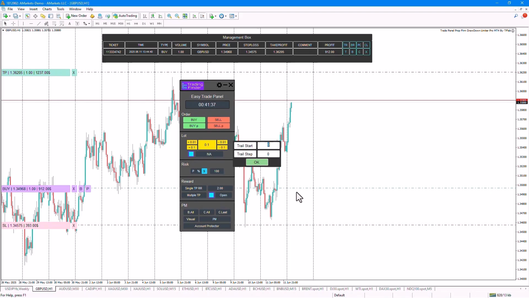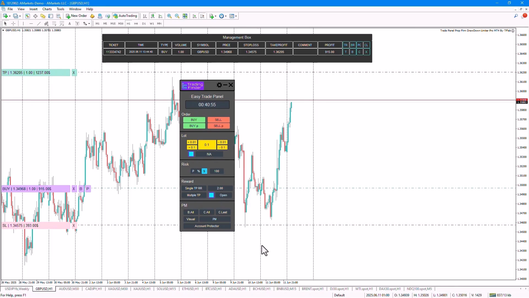For example, here I set the trail start distance to 100 points. This means that if the price moves to the 100-point level, the trailing stop will be activated for me in the profit zone. And here I set the distance between the stop loss and the price. In this case, I choose 500 points. That is, as the price moves up or down and approaches the take profit level, the stop loss remains at a fixed distance of 500 points.